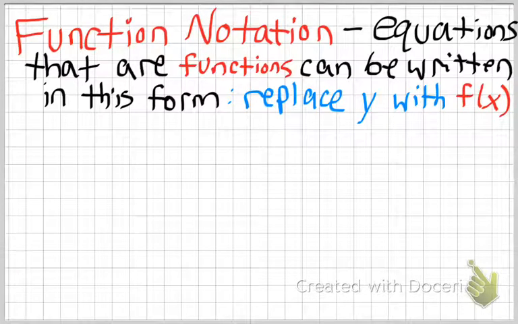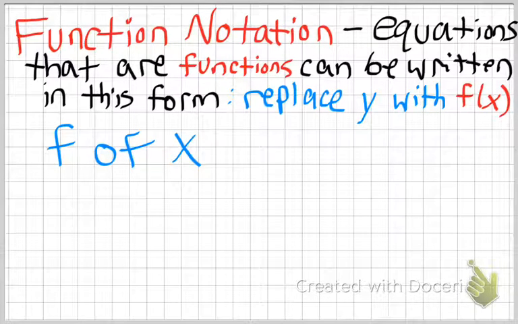So before we talk about how to find the value of functions, let's first talk about function notation. Function notation essentially means equations that are functions can be written in this form. In other words, you're going to replace the y with f of x. That's pronounced f of x. So we're saying function f that relies on x, meaning x is the input. We wouldn't know the value of the function until we had an input for x.